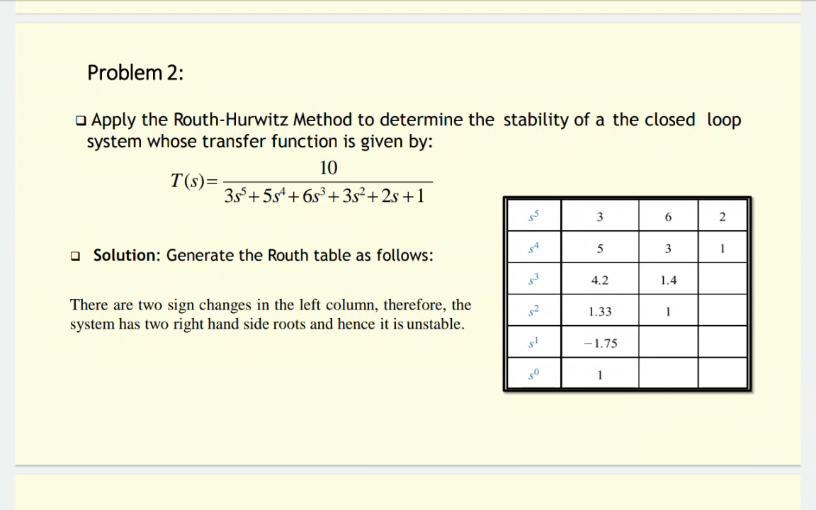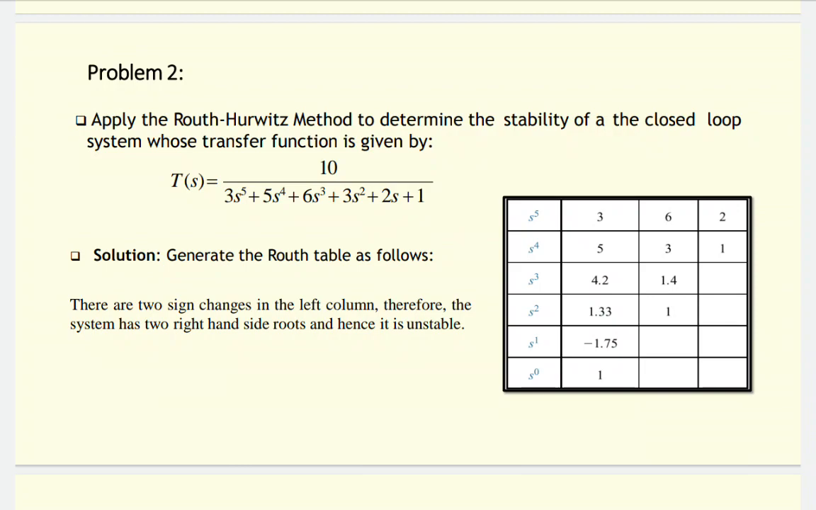Obviously, with the help of the concept of the Routh-Hurwitz table, we can construct it. That is, starting from the higher power of s, s to the power 5 to s to the power 0. Then alternate coefficients will be substituted on the very first two rows. That is 3, 6, 2 will be substituted on the first row, then 5, 3, 1 on the second row. Then the s cube row contains the elements 4.2 and 1.4 after restricted cross multiplication.